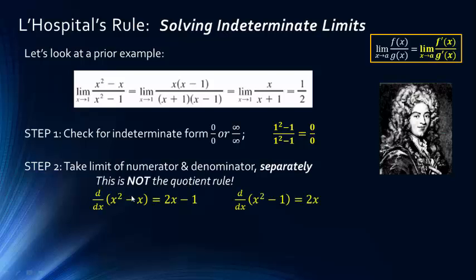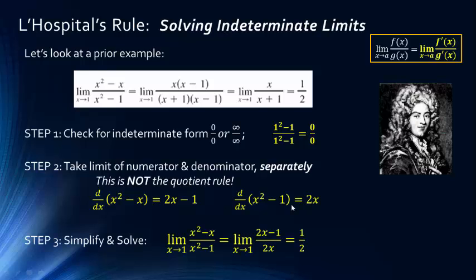So the derivative of the numerator, notice, is 2x minus 1. The numerator is x squared minus x. The derivative of x squared is 2x. The derivative of minus x is minus 1. The derivative of the denominator, x squared minus 1, is simply 2x, because remember the derivative of a constant is 0. Okay? So then we plug these in. And we can see that now when we plug 1 in, we get 2 minus 1 is 1, and 2 times 1 is 2, and we get 1/2, which is the same value.